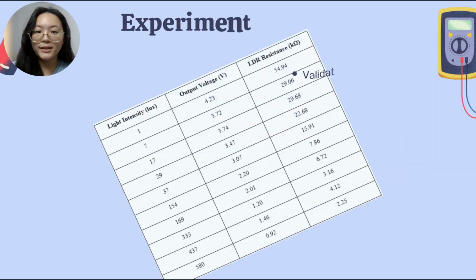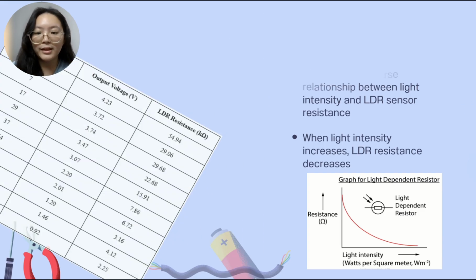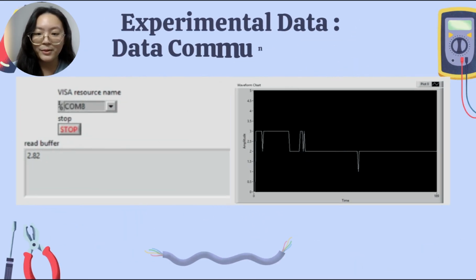From the experimental data, we observe a clear inverse relationship between light intensity and LDR resistance. When the light intensity increased from low lux values to higher lux values, the resistance of the LDR decreased significantly. This result validates the operating principle of an LDR, where higher illumination leads to lower resistance. The LabVIEW interface also successfully displayed the real-time voltage readings received from the Arduino.